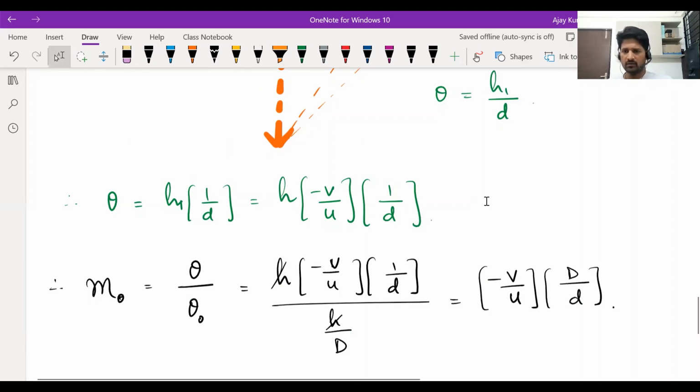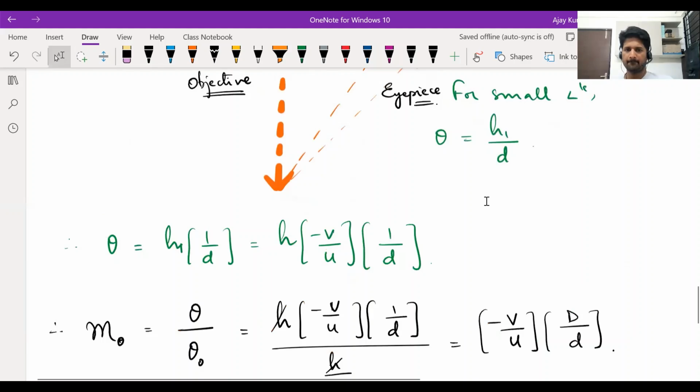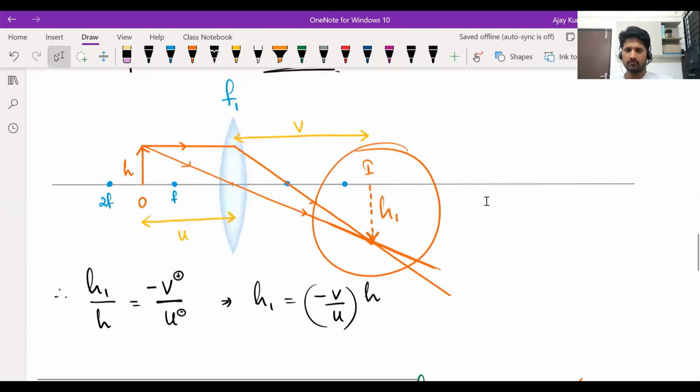Yes, sir. What is u in all this? It's image distance. U is always object distance. Okay, u is the distance where the object is placed from the objective lens, first lens. V is where it forms the image.